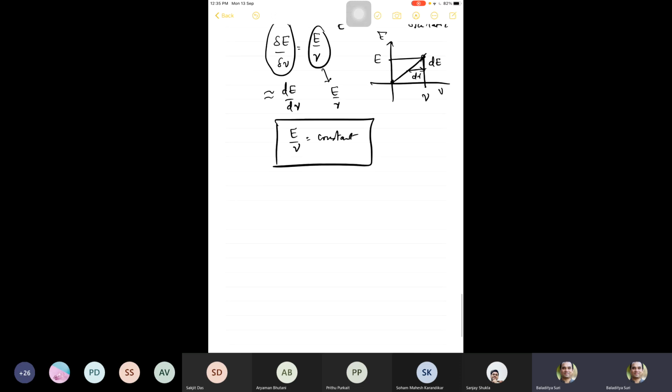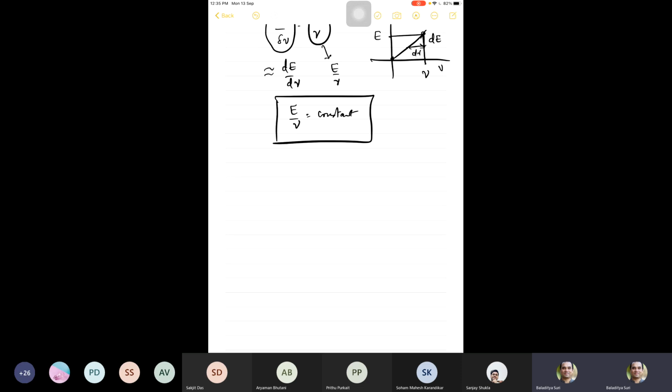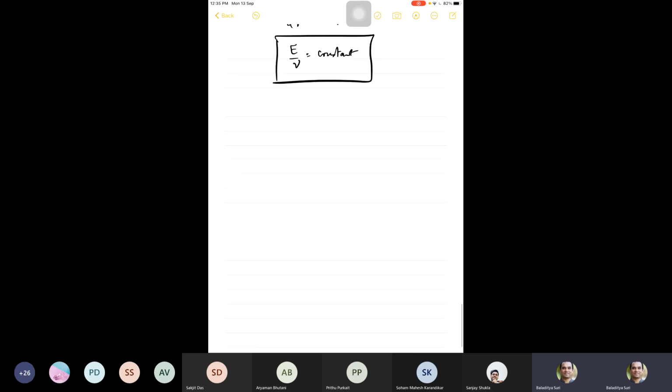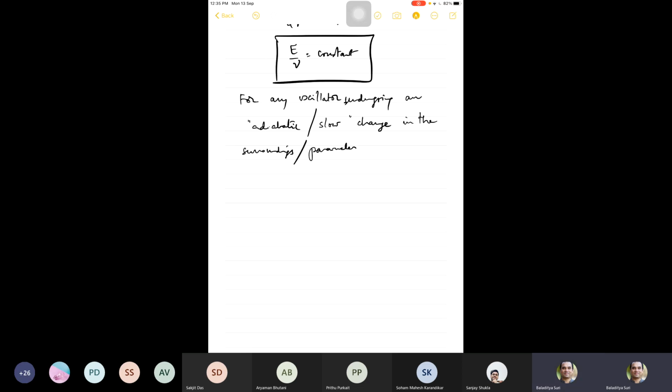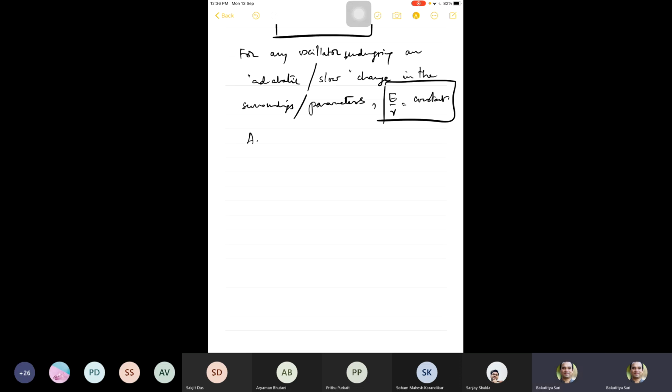So what did we just show? Using very simple analysis from what we know from high school and using nothing more, we showed that for any oscillator undergoing an adiabatic or slow change in the surroundings or parameters of the problem, E by nu is a constant. So this is called adiabatic invariance.